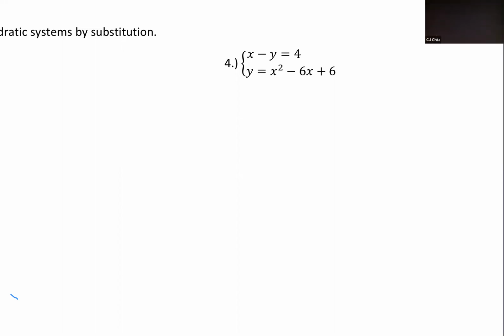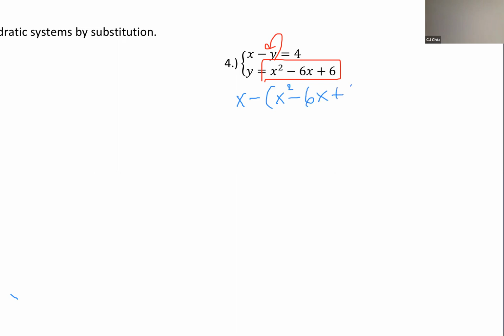So in this case, you can either solve the first one for y, or just put this whole entire parabola in here. Either way. Just be careful. So x minus, put that in parentheses when you sub in, equals 4, so you distribute that negative. So x minus x squared plus 6x minus 6 equals 4.